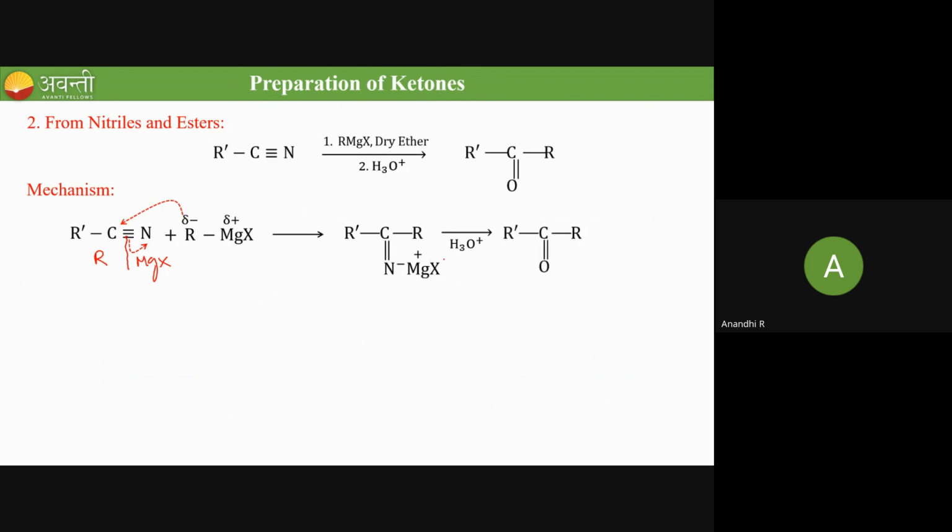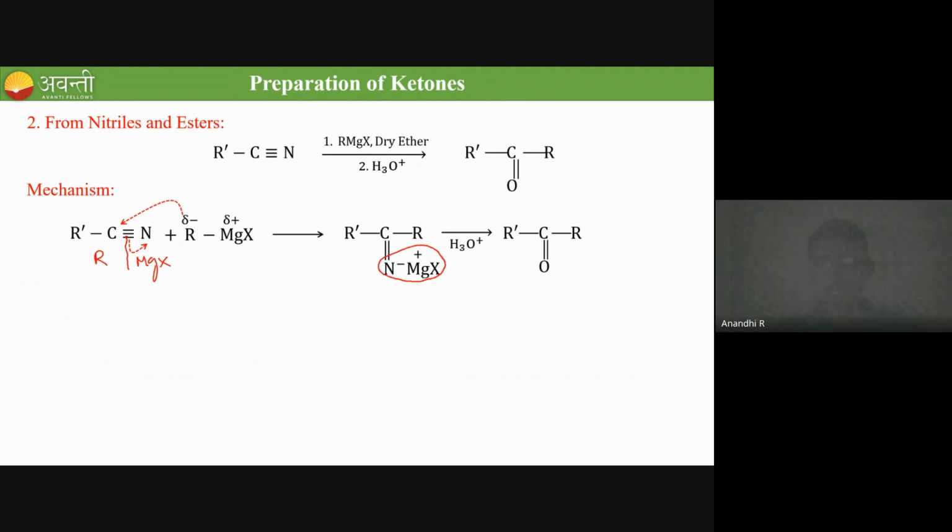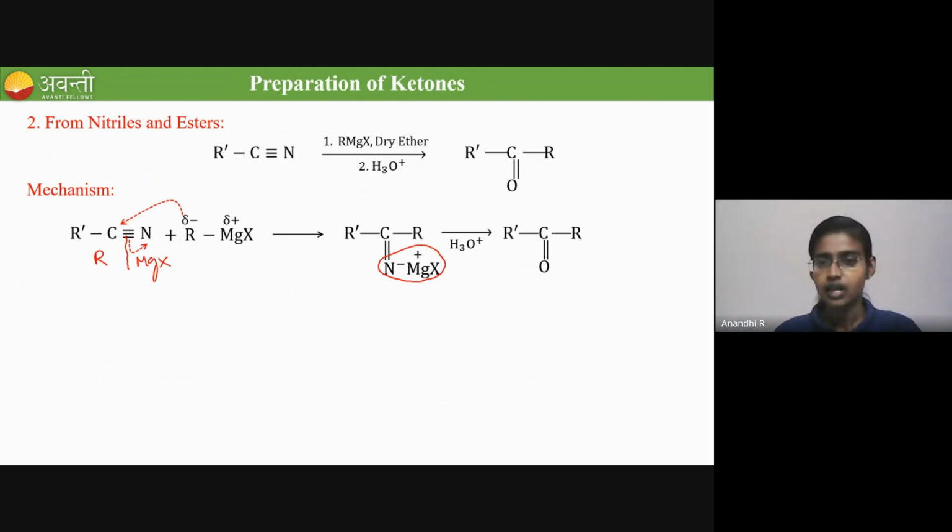Okay. This C double bond N, this whole group, I told you in the Stephen's reaction itself, we have discussed. The whole group gets converted to oxygen. Okay. So we'll get R' C double bond O and R at the end.